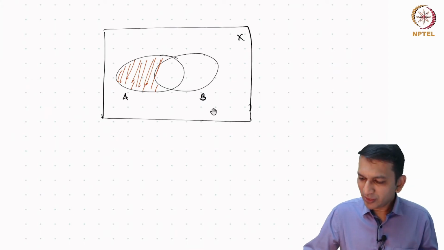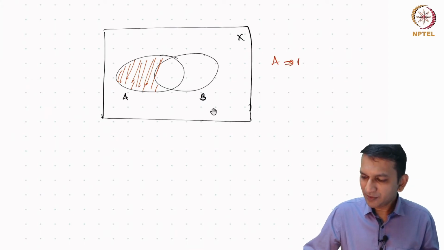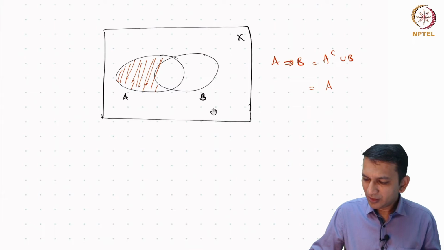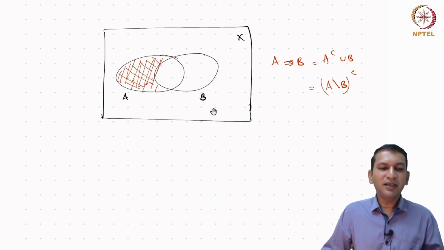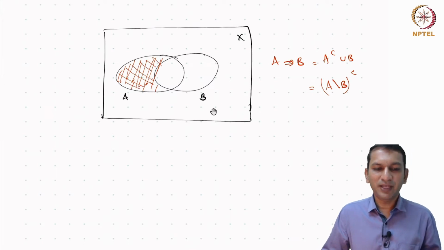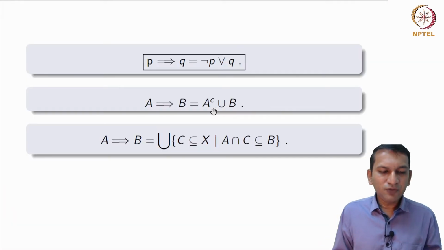So you could also write A implies B, which is equal to A complement union B, as: first remove B from A, that is what this part is, and take the complement. So the parts marked in this orange or red color are the ones that are not part of A implies B. Now, what does this formula tell us?